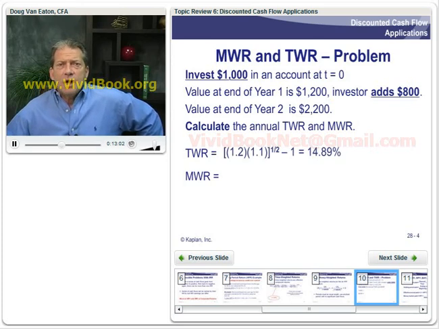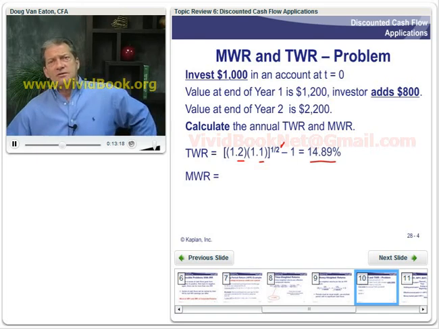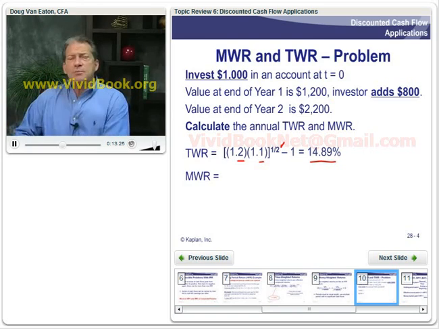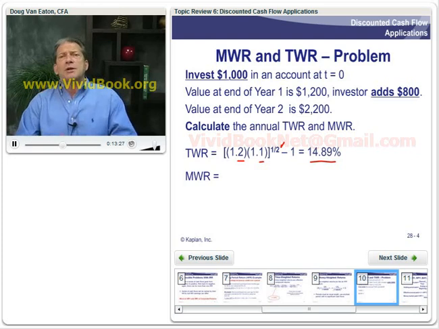We could just compound. During that first period, we had a 20% return. Second period, a 10% return. Compound that. Well, that was for 2 years, so we'll take the square root of that, minus 1, and say the time-weighted rate of return here, on an annual basis, is 14.89% per year.